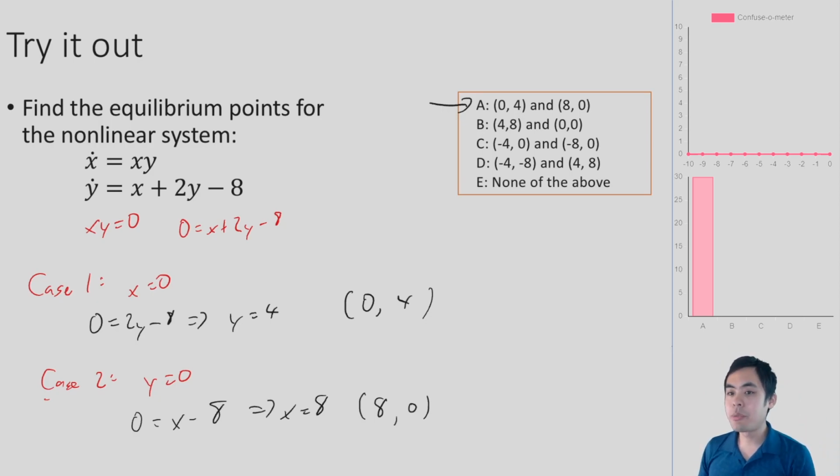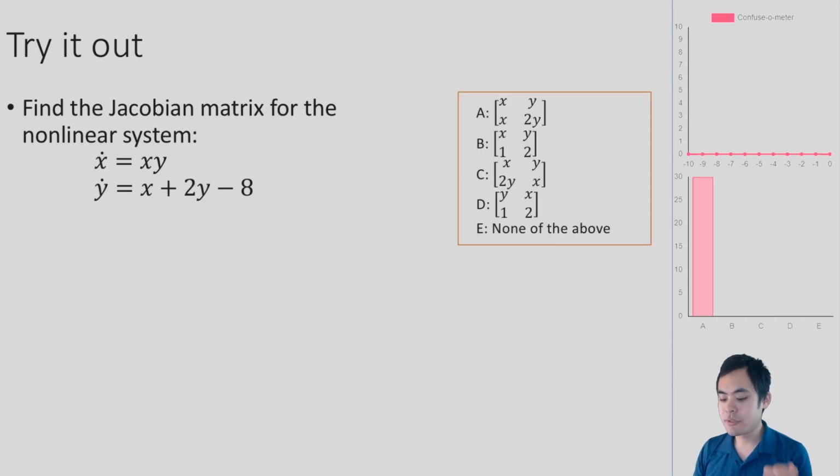Okay, so now we have the equilibrium points. The next thing we need to do is find the Jacobian matrix. We need to turn it into a linear system because then we can use the eigenvalues. So let's find the Jacobian matrix for this nonlinear system. And let me reset.